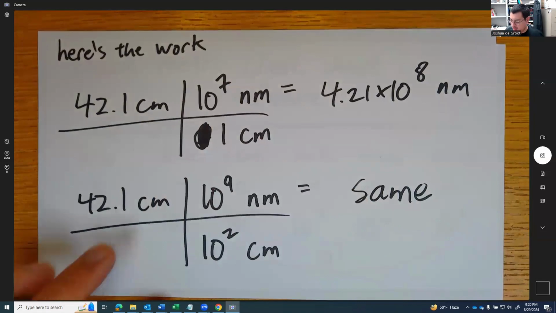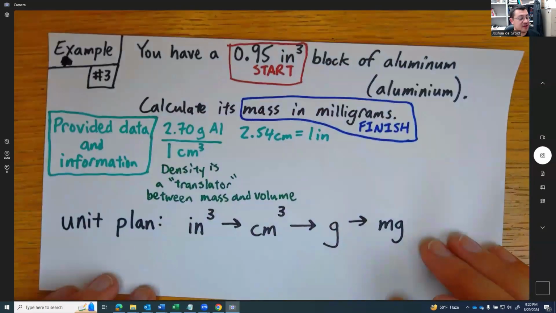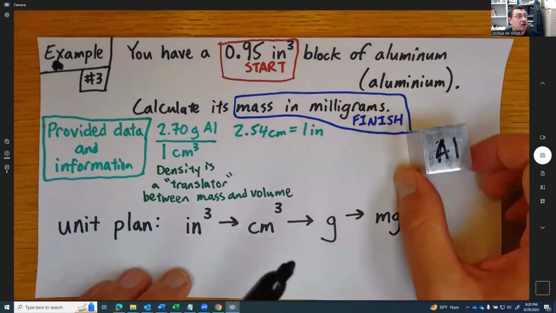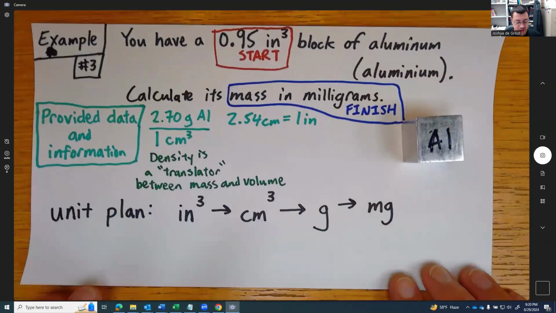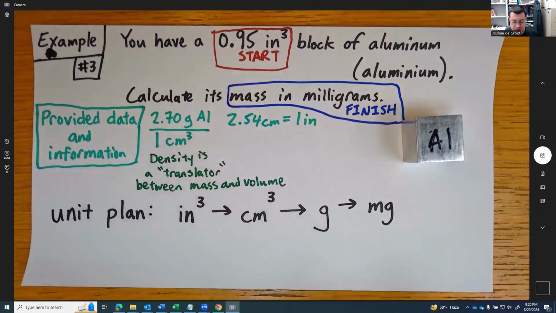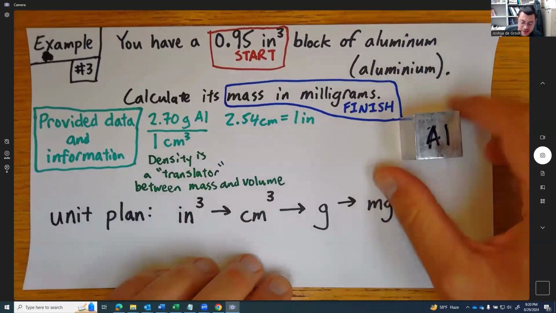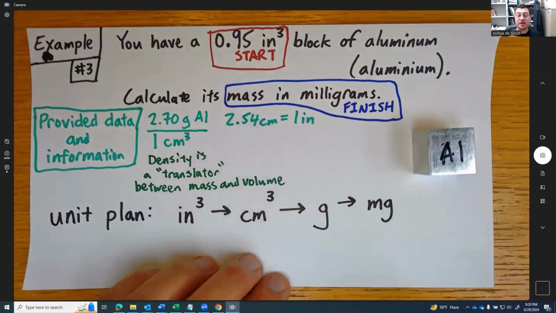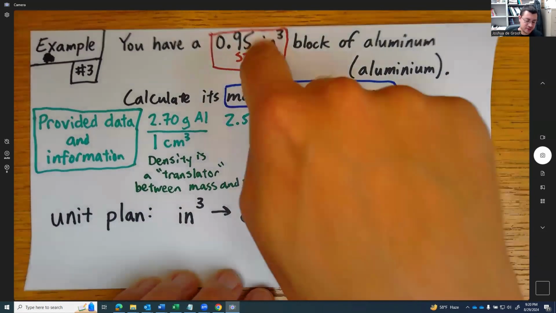All right, cool. Now that we have some experience with that, let's go to a final, more challenging problem. Here's that density one I was talking about earlier. So what we got is we have a block of aluminum, and it's 0.95 cubic inches about. I measured it. It's not exactly 1 cubic inch. It's just a little bit smaller than that.